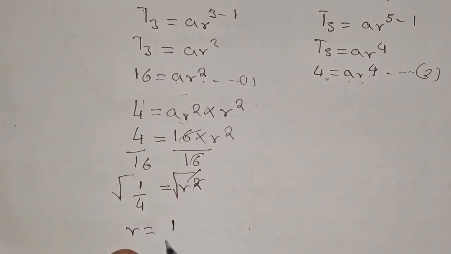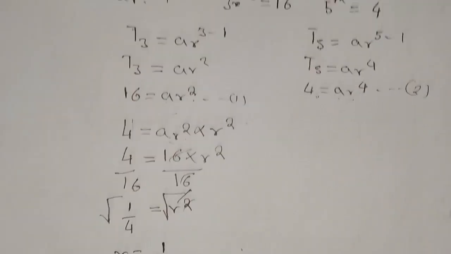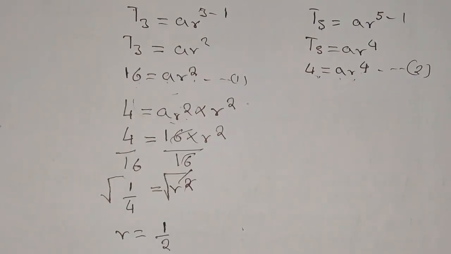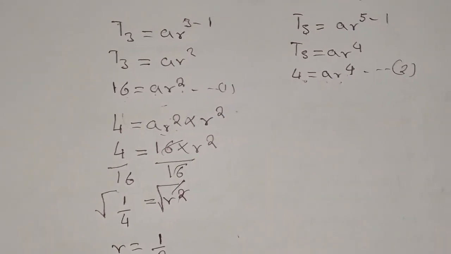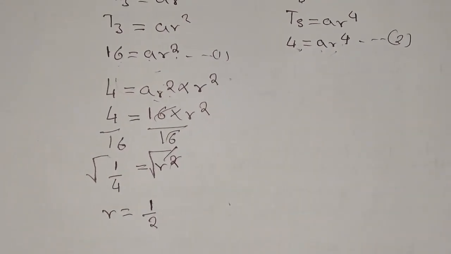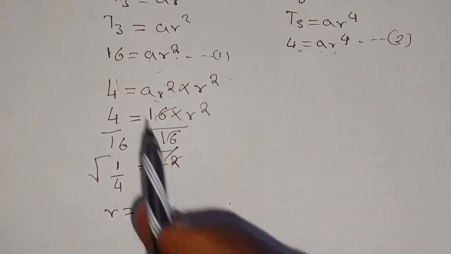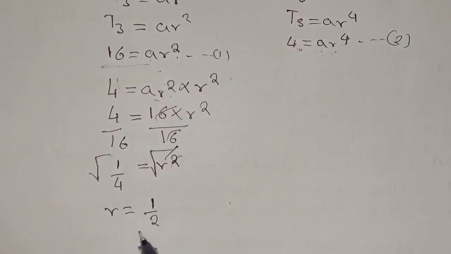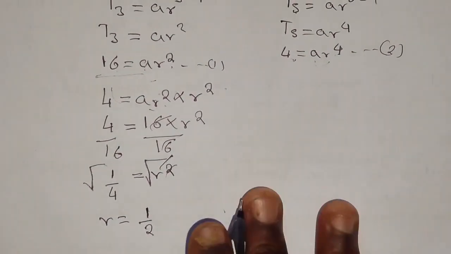It's 1. The square root of 4, it's 2. So our r, it's 1 over 2. So since we have found our r, it's now easy for us to find our first term. Okay, so for you to find the first term, you can use this equation, just replace where there is r with the 1 over 2, which we have found.